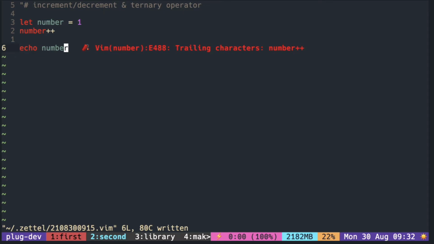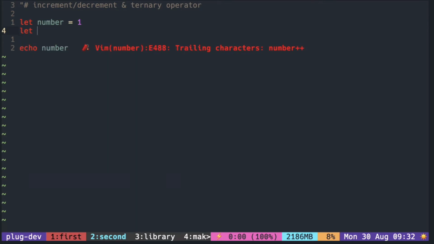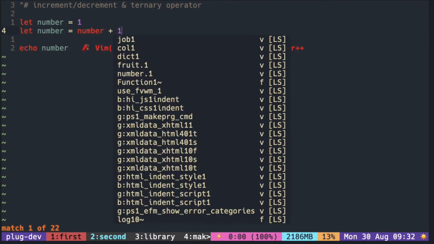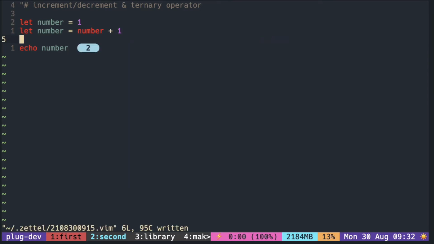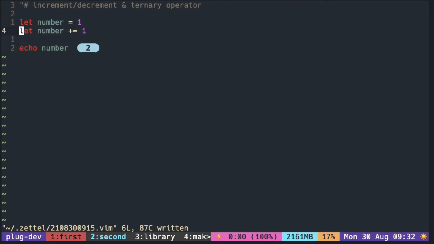In Vimscript, we cannot, but we do have a shorthand for reassignment. So to increment the number, we can do this, or we can use the shorthand by prepending the equal sign with the operator. So this line and this line is equivalent, so that will make it 2 and 3 and so on.